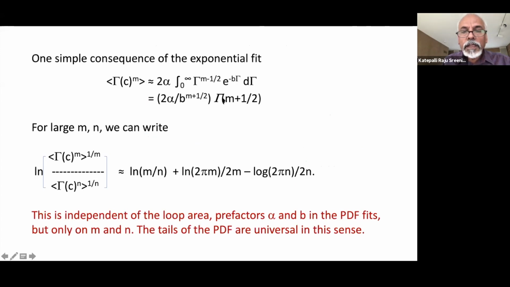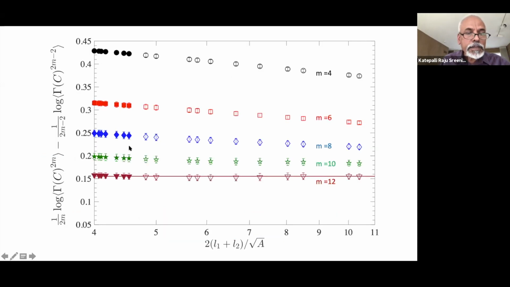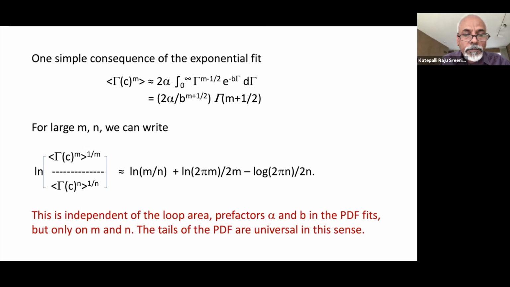And it just is some number here which depends upon the two coefficients in the fit times the gamma function. This gamma is not to be confused with this gamma. Now, for large M, you can do asymptotics, and you can show that this logarithmic quantity, something I had plotted before in the previous plot, is simply asymptotically dependent only on M and N. There is absolutely nothing else in this expression.